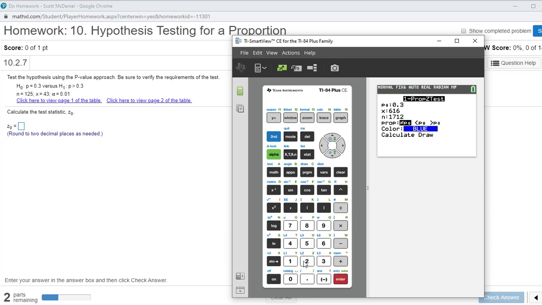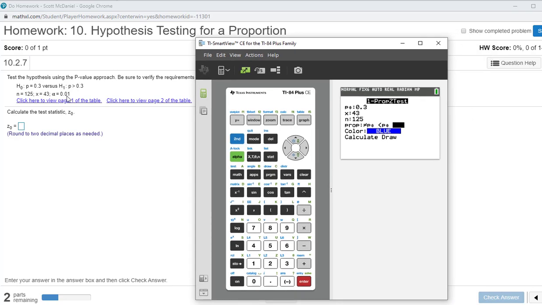Okay, we have our x, we collect some data, and 43 out of 125, and it says proportion is greater than. That's the alternative hypothesis. It'd be nice as soon as you put a number in here, it would pop down here, and that would align more with what it looks like, but I think we're okay with that. You can draw it if you want. I'm just going to calculate it.